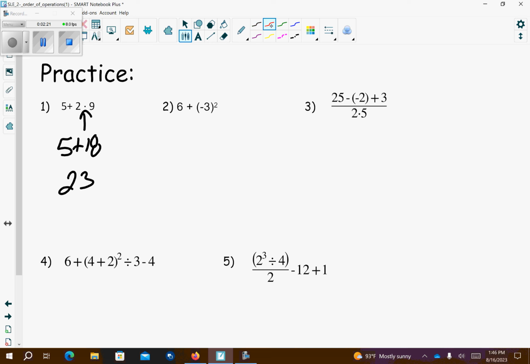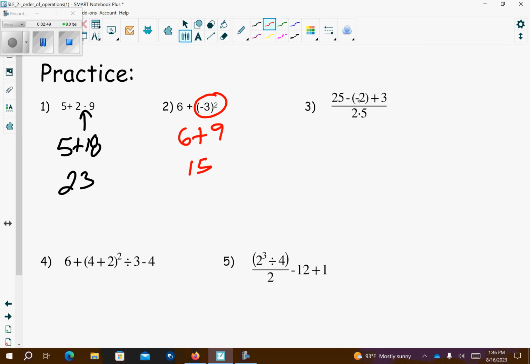So let's take a look at problem number 2. This is on page 8 of your packet. This is an exponent, so I'm going to take care of this exponent first. Negative 3 quantity squared is the same thing as negative 3 times negative 3. Negative 3 times negative 3 is going to be positive 9. And then we're going to go 6 plus 9 to get me 15. Stop the video if you need me to clarify this more for you.